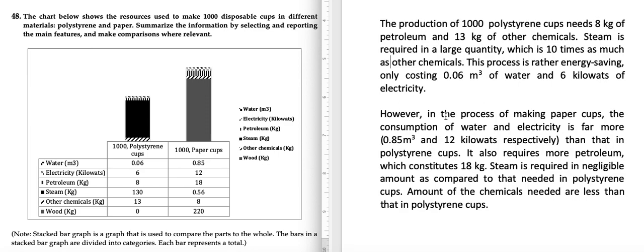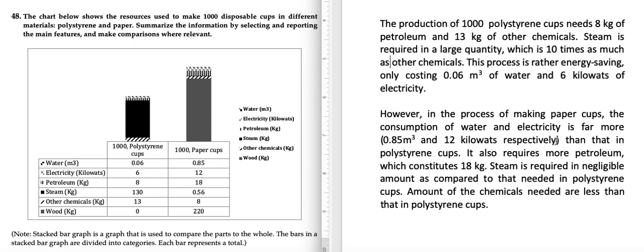However, in the process of making paper cups, the consumption of water and electricity is far more. So you can see 0.06 and this is 0.85. So this is far more. And this is 6 and this is 12. So this is almost double. So this is far more, that is 0.85 meter cube and 12 kilowatts respectively, than that in polystyrene cups.